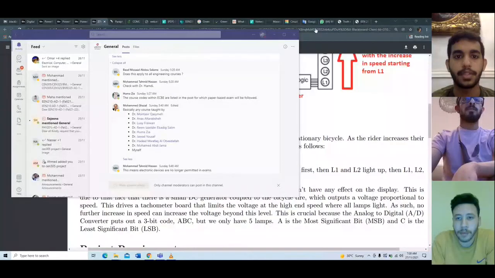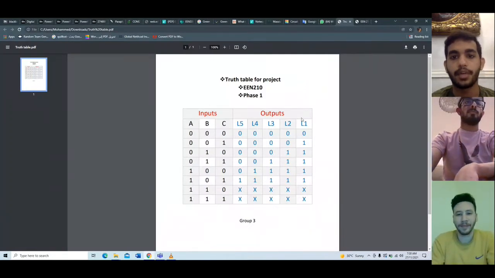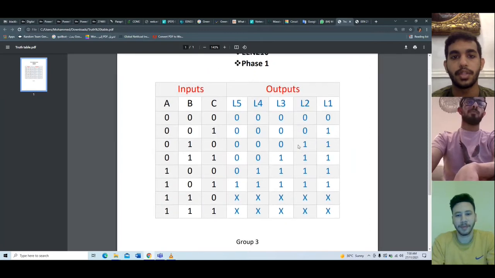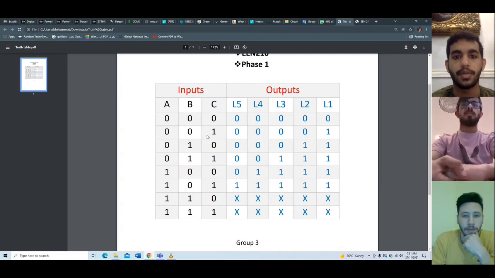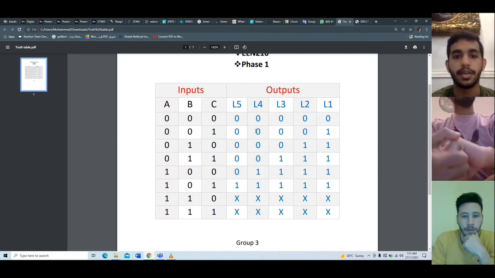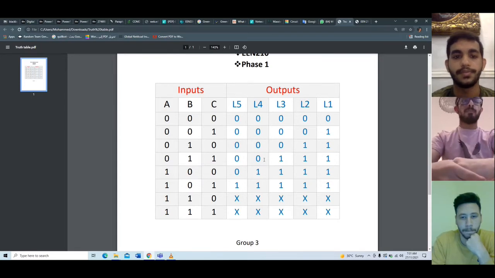As we learned in this course how to fill up the truth table, here we have 3 inputs and 5 outputs. As it is required from us in this project, first, when our 3 inputs are zeros, our outputs will be 0 always, which means all the lamps will be off. When the speed starts increasing, the first lamp will be on, which means in our truth table C equals 1, and when the speed keeps increasing, the second lamp will be on, while the first lamp will stay on.